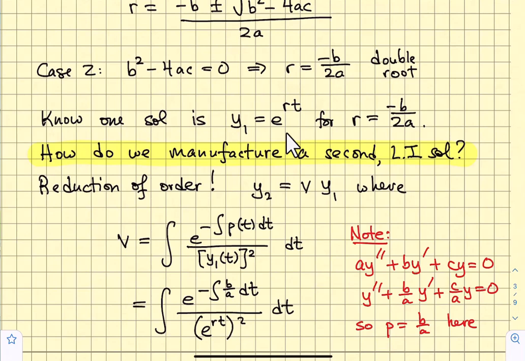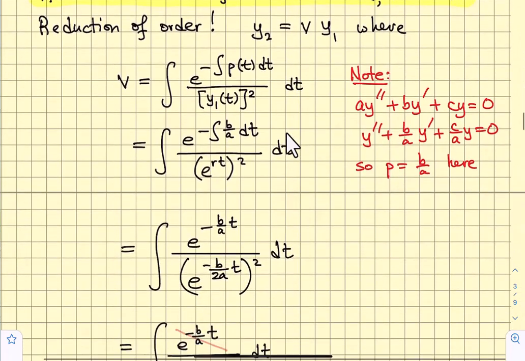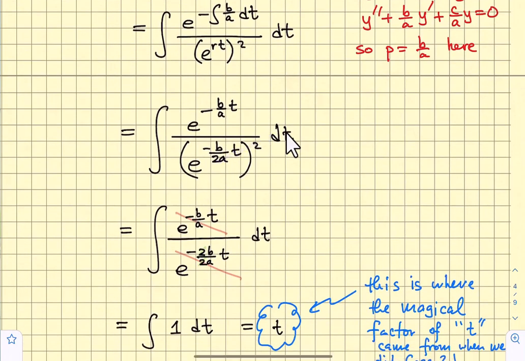And we had our y1 right here. So now we'll just substitute in that p is b over a. We had that our y1 was e to the rt, where r is a known quantity. And now we'll simplify this. If you anti-differentiate b over a with respect to t, you get b over a times t. And so this becomes an e to the minus b over a times t. This is just an e to the rt quantity squared. Well, r was minus b over 2a, so this is an e to the minus b over 2a times t, quantity squared. And when we simplify this, we get this.